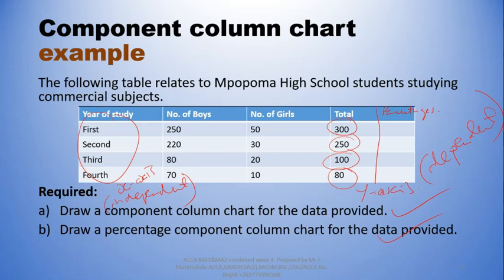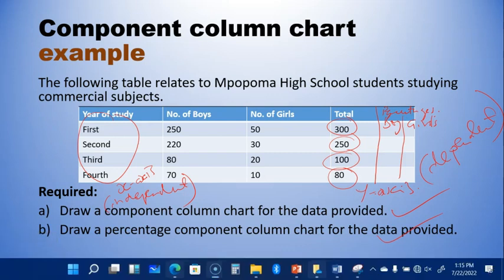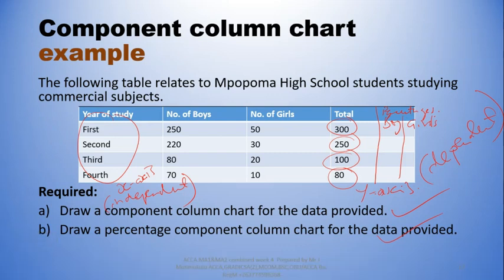So the percentages, we have the boys and the girls. The percentage for boys is 250 over 300, because we know the total is 300. So for boys in first year, that's 250 over 300 multiplied by 100, and we get 83.33. So that's 83.33%.